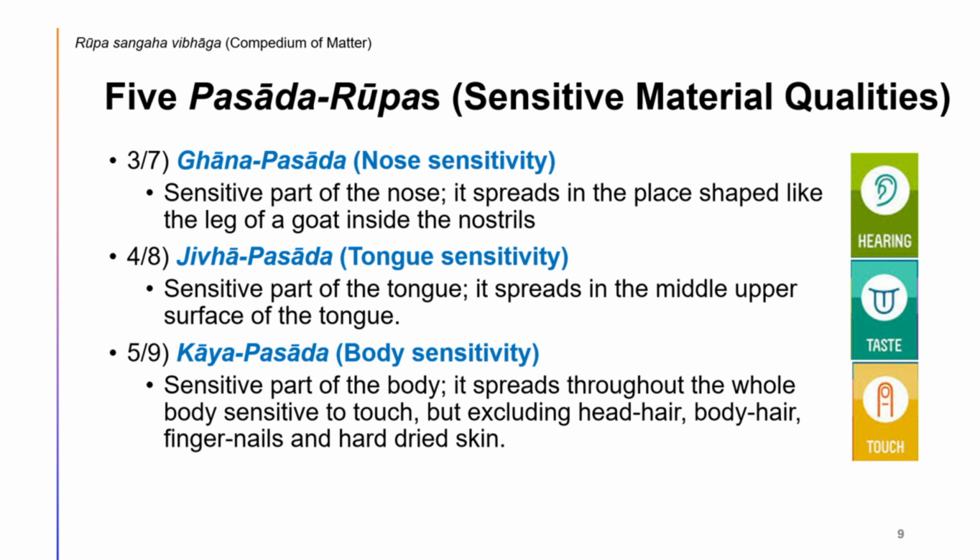So coming from the nose, we come to the next one, Jivha Pasada. This one is the sensitive part of the tongue. It's spread in the middle upper surface of the tongue. So somewhere in the middle of your tongue there is a very sensitive part which gives you the taste of good, bad, or neutral.